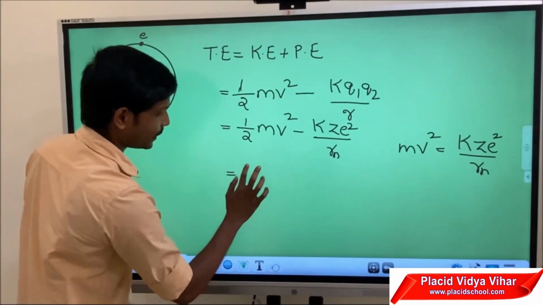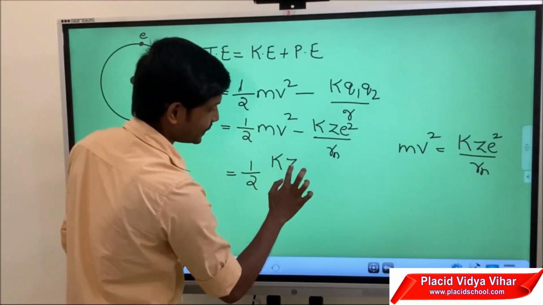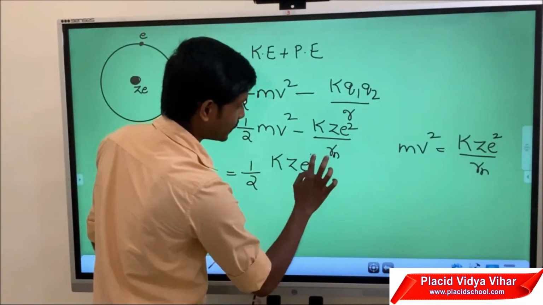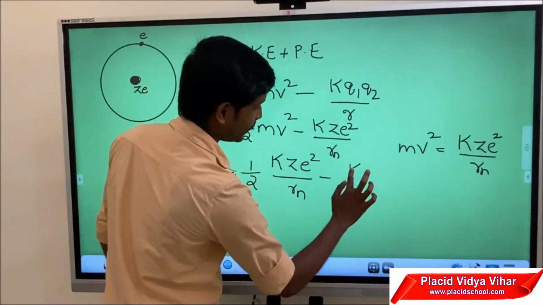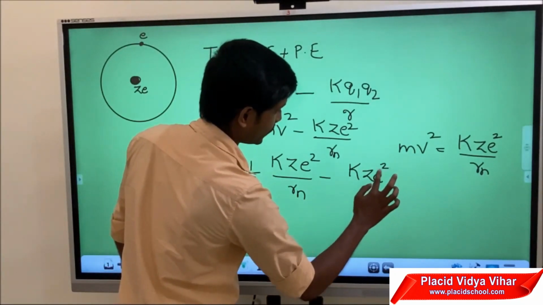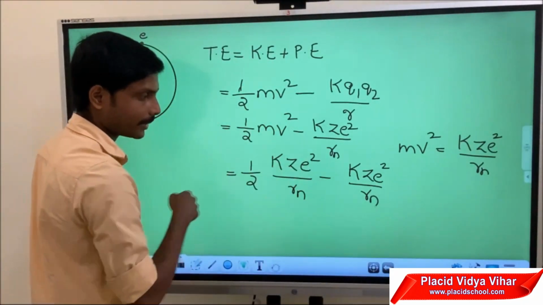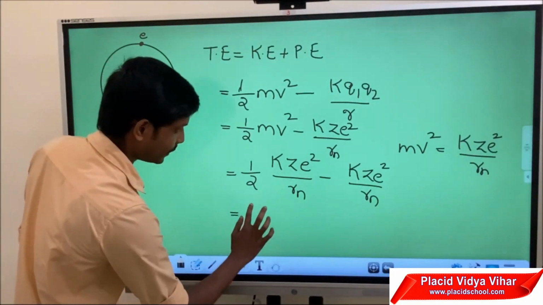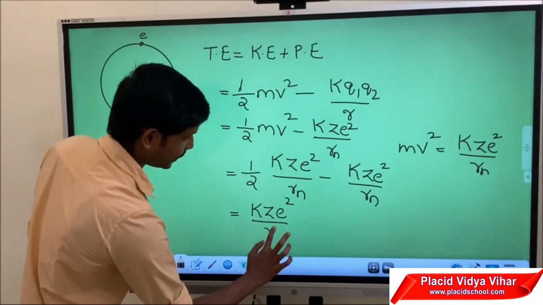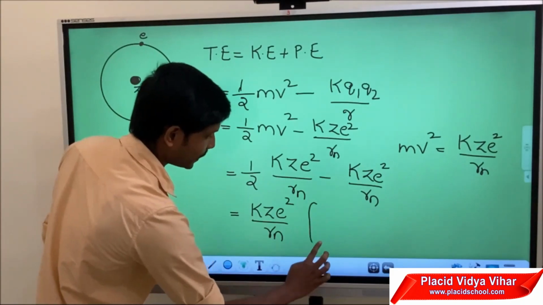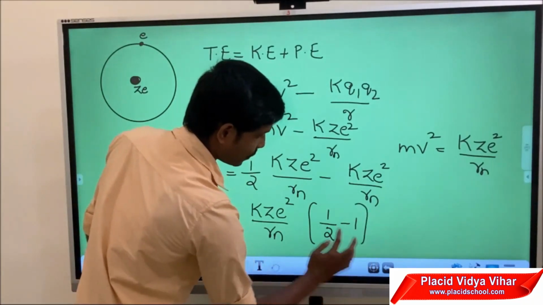So what will we get? Half k z e square by r n minus k z e square by r n. What is common here? K z e square by r n. Take that as common. What is left? 1 by 2 minus 1.